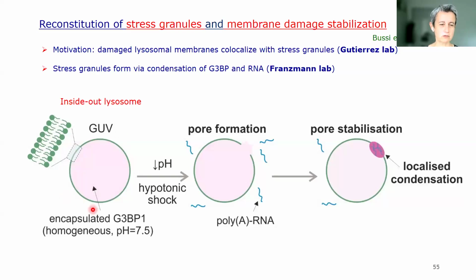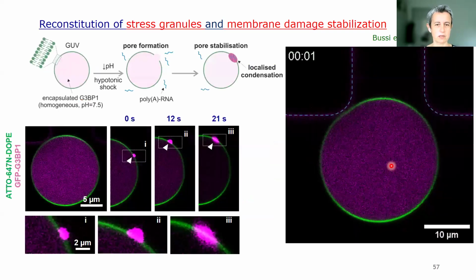So what we tried to do with our giant vesicles is to build an inside-out lysosome. Typically in lysosomes, the pH is low. In our case, we reduced the pH outside. That's why we call it inside-out. Inside, we encapsulated G3BP1, and outside, we added the RNA. When these 2 molecules meet at the right pH, they form a condensate. At the same time, we porated the membrane and looked at whether condensates would form and stabilize the membranes.